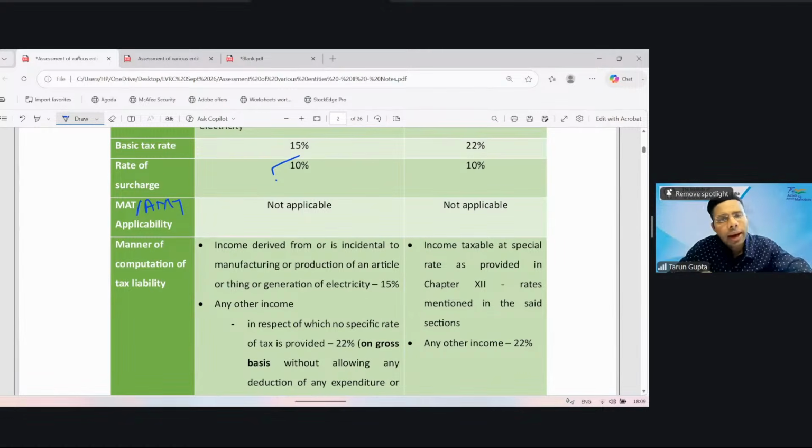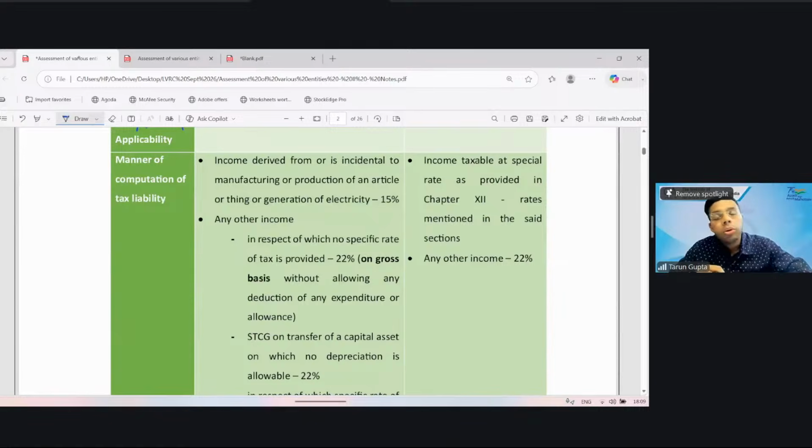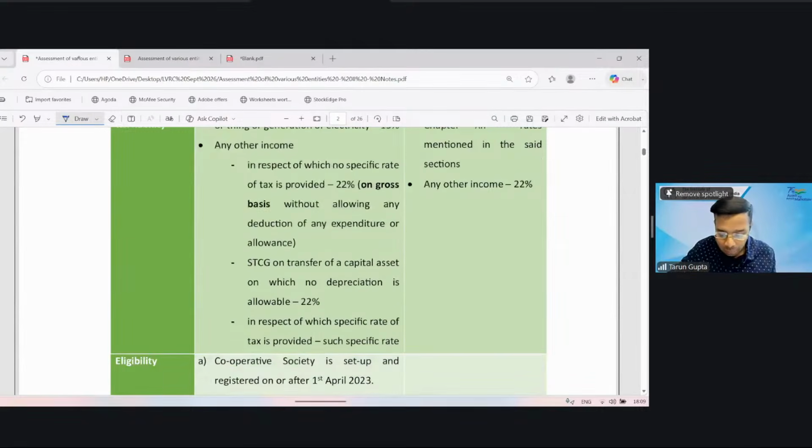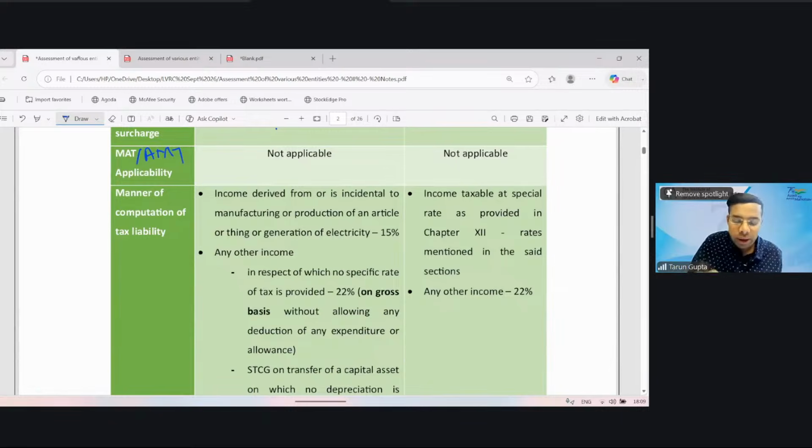Okay, this is an academic thing, because if you are incorporated after April 23 and you have commenced the operation before 31st March 24, then this must be your first year. So this concessional tax rate of 15% is applicable only in respect of income from manufacturing or production of article or thing or generation of electricity.